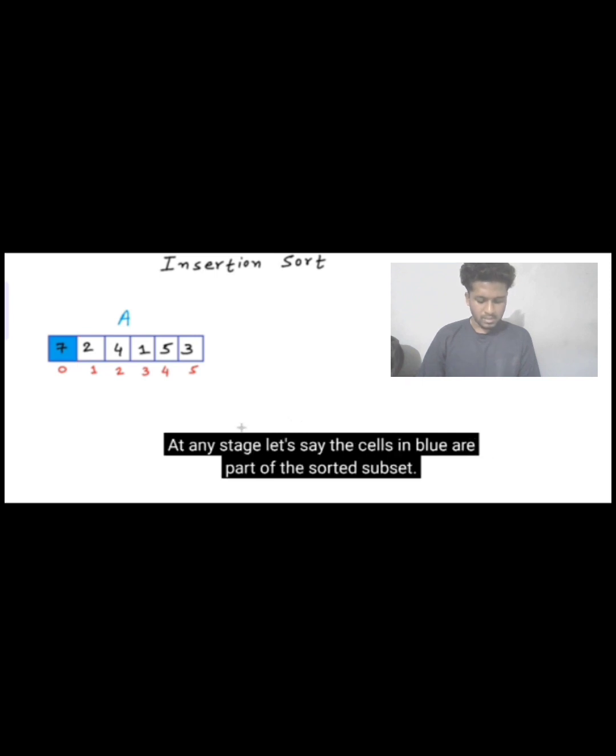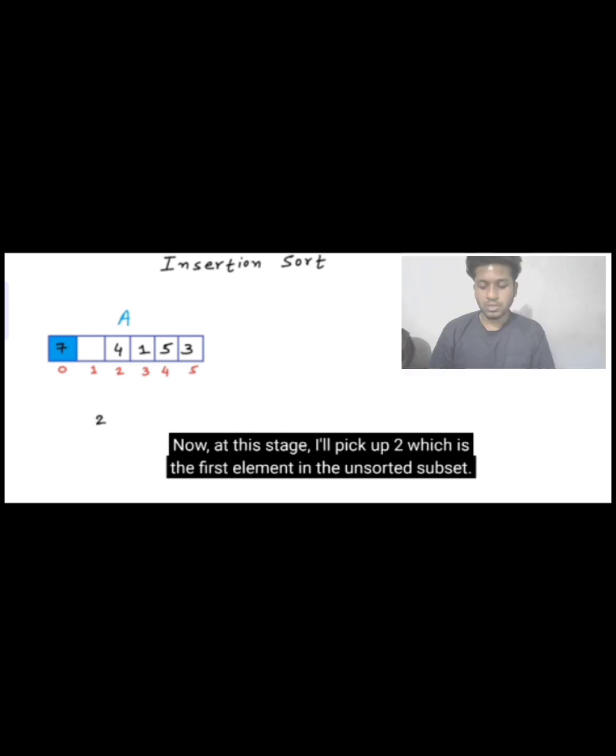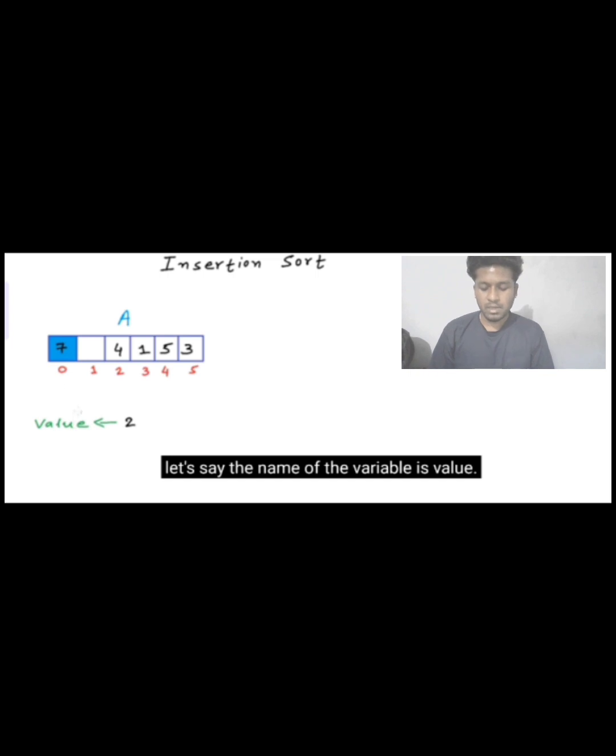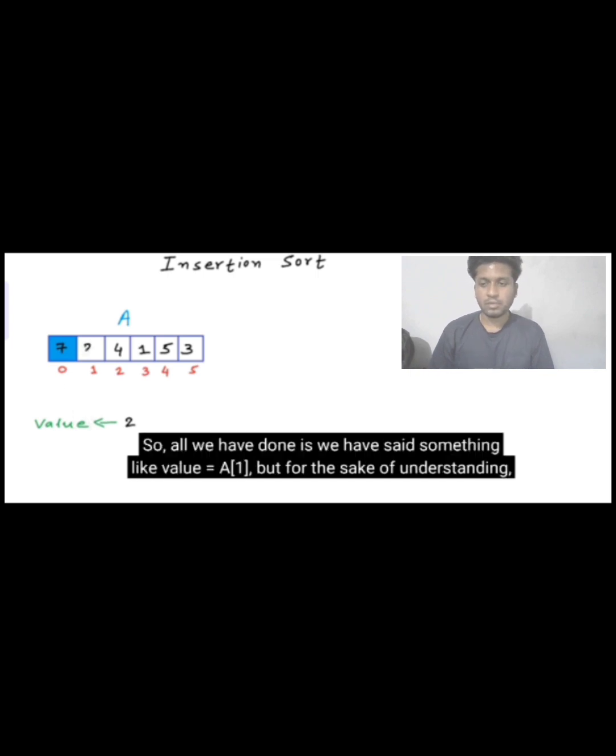At any stage, let's say the cells in blue are part of the sorted subset. Now at this stage I will pick up 2, which is the first element in the unsorted subset. Programmatically this will mean storing the value in some variable. Let's say the name of the variable is value.